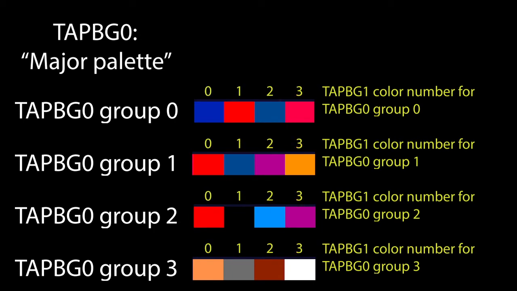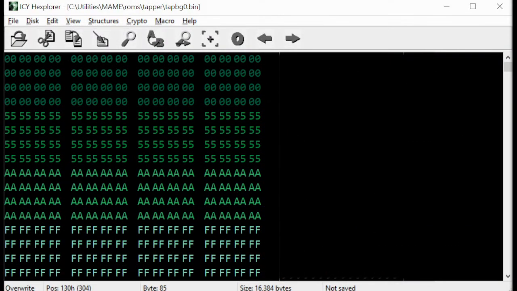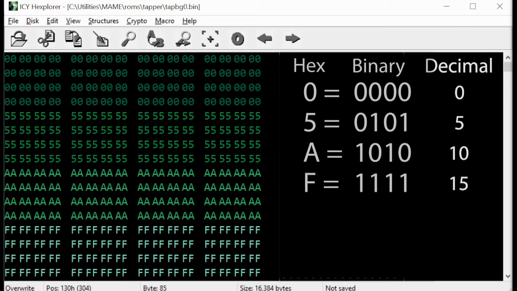I like to call TAP BG1 the minor palette because you can only select up to 4 colors from it, the 4 colors being the ones defined in the group designated by the choice of major palette. Now what can all the zeros, fives, A's, and F's at the beginning of the ROM tell us? Think of what values those hexadecimal numbers are in binary.